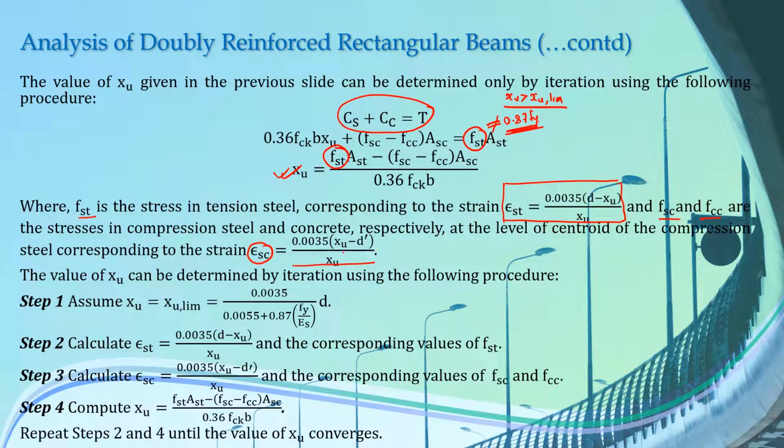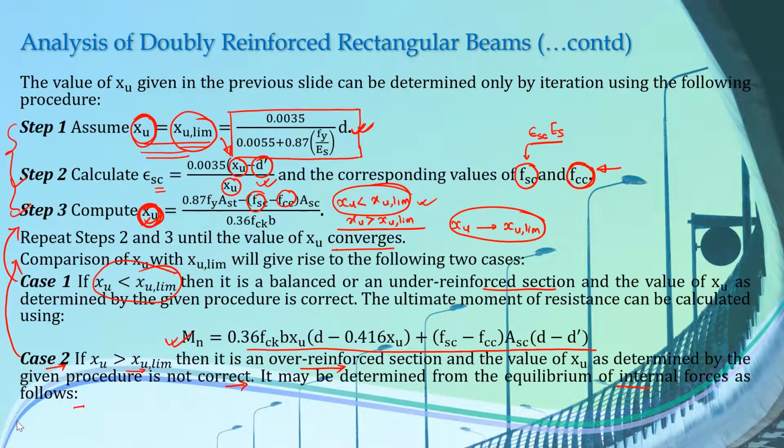So how do we determine the value of XU in this case? Do the same thing here. Assume that XU is equal to XU limiting. Use the same formula as in the first step. But now determine the value of epsilon ST. Remember, in our previous steps, we did not determine epsilon ST here. We directly determined epsilon SC.